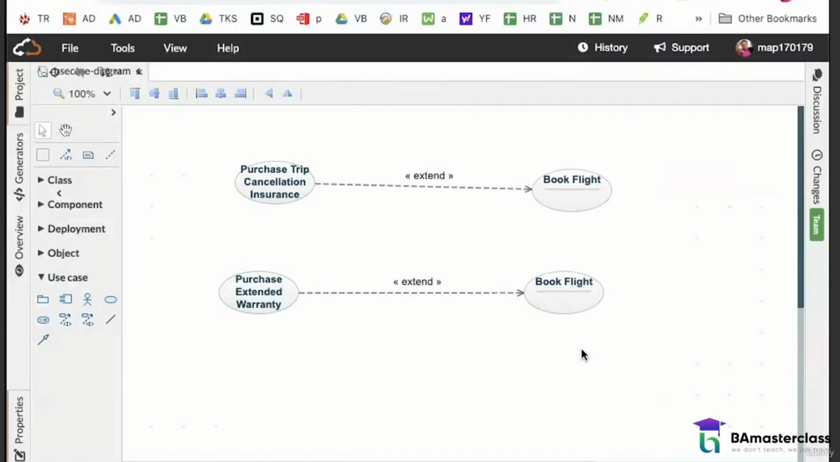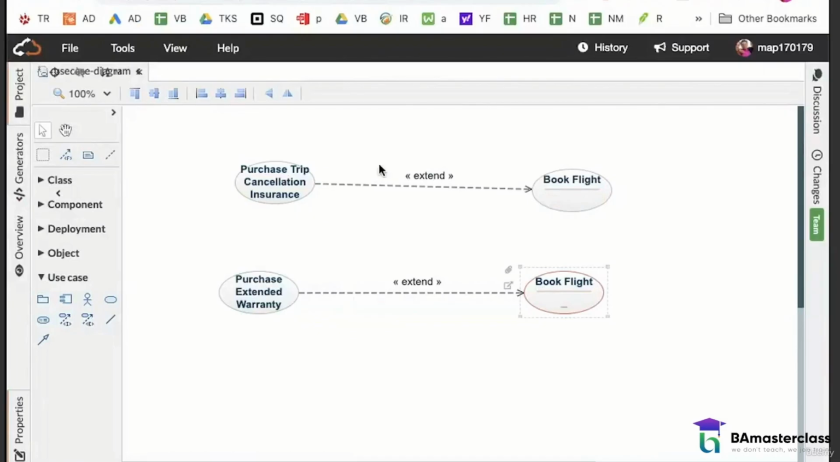When you're booking, you'll get an option to purchase trip cancellation insurance. If you say no, you just cannot go to the website and say I want to purchase the insurance. You'd only be able to do this while you're trying to execute the main use case. Similarly, for book flight, you just cannot purchase extended warranty by logging into the website. You only see that option while you're trying to book a flight. If you say no, you'll never see that option again.